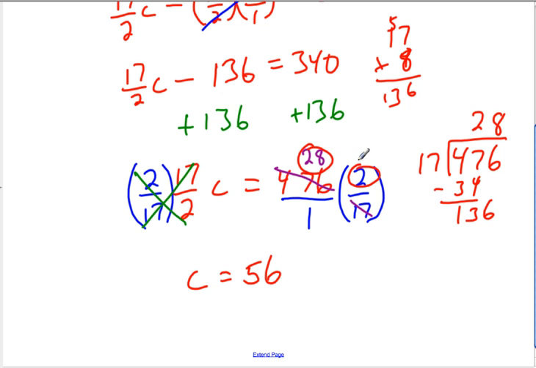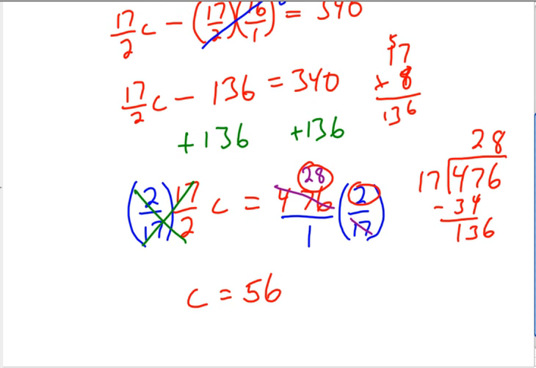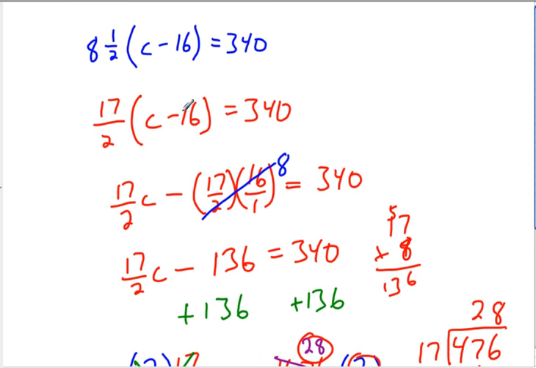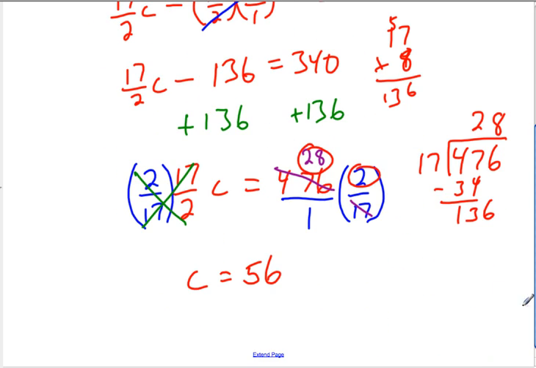Now we go back, see if that is correct. So 56 minus 16 is 40. 40 divided by 2 is 20. 20 times 17 is 340. So we got the right answer. It's always a good idea to check your answer, especially in a problem that had that many fractional things and big calculations. Checking your answer can go a long way towards making you feel confident that you were right and finding out if you made a mistake.